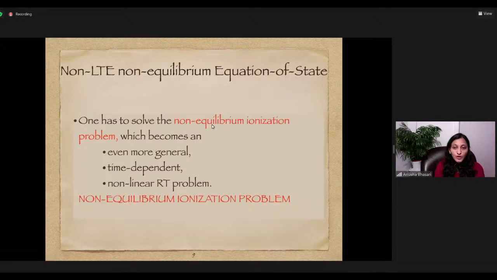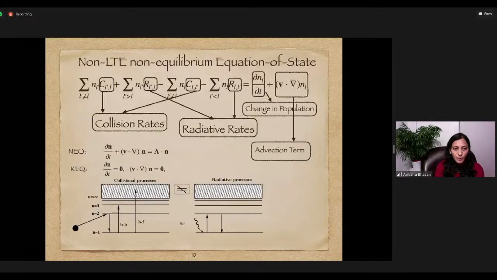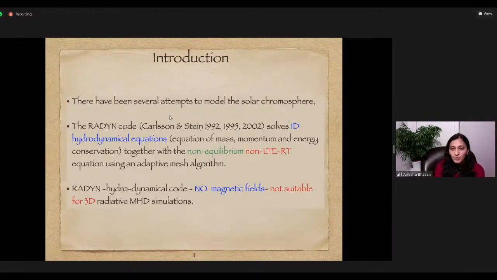This is where we have to solve the non-equilibrium ionization problem, which is an even more general, time-dependent, and non-linear radiative transfer problem. This is the form of the rate system for the non-equilibrium case, where the left-hand side looks similar to the kinetic equilibrium equation with collisional and radiative rates, but now we do not have a zero right-hand side. The right-hand side now contains the dn/dt, which is the change in populations, and an advection term. There have been several attempts to model the solar chromosphere. On the one hand, we have the RADYN code of Carlsson and Stein, which solves 1D hydrodynamical equations together with non-equilibrium and non-LTE radiative transfer using an adaptive mesh algorithm.